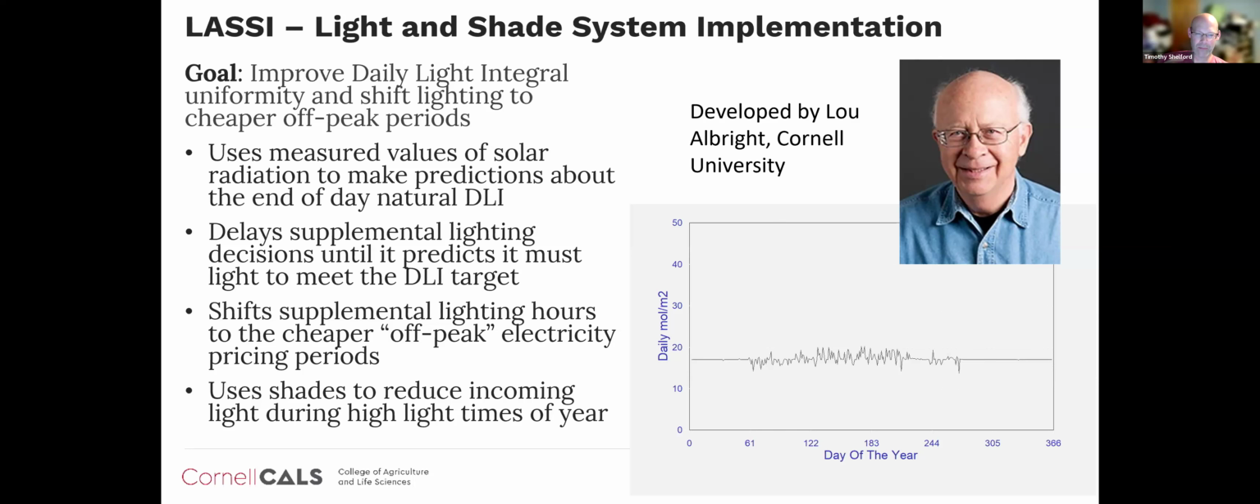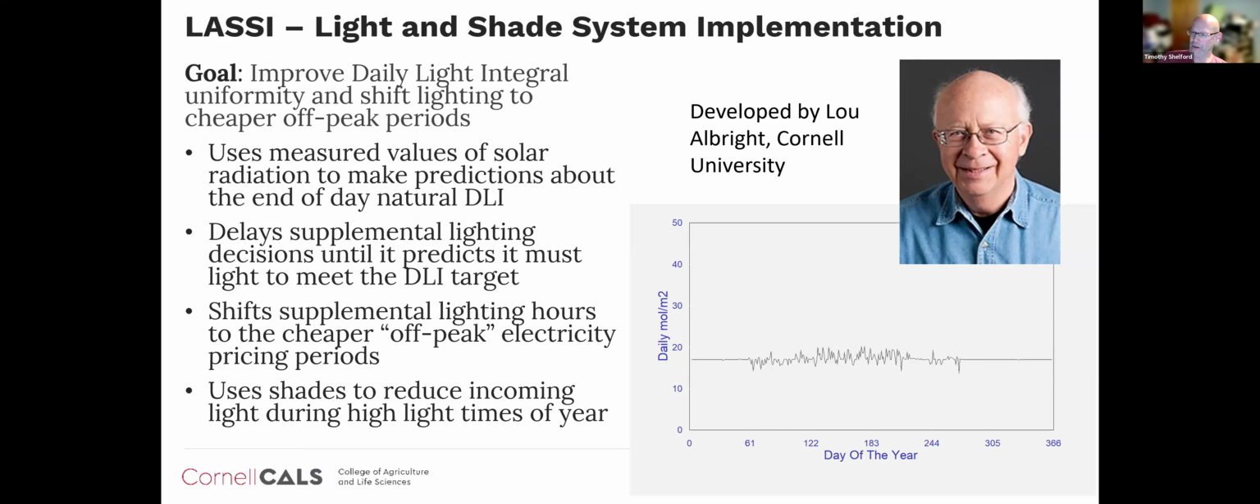The LASSI program is basically built to provide the same amount of light every day of the year so that we would get the same amount of growth every day of the year, which would make things easier for scheduling, for delivering to markets and such. So basically, this algorithm uses a means of predicting how much natural light there's going to be at the end of the day, and then it makes decisions about when to turn the lights on so that we'll hit our target and not exceed it. It also delays supplemental lighting as long as possible so that we're not going to overshoot by applying too much light.